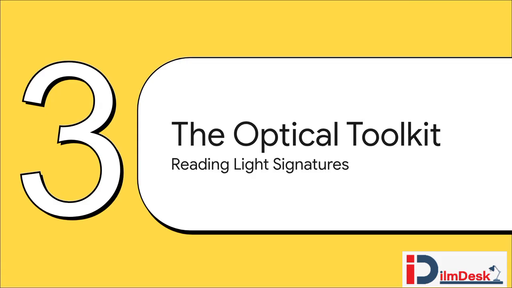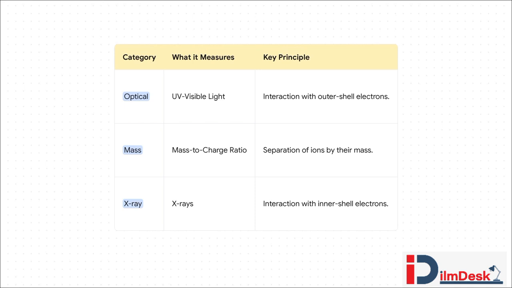So we've got the basics down. But as you might have guessed, there isn't just one way to do this. Scientists have a whole toolkit at their disposal. Let's start with the most common category, optical methods, the ones that are all about reading those light signatures. Broadly speaking, there are three big families of this technique.